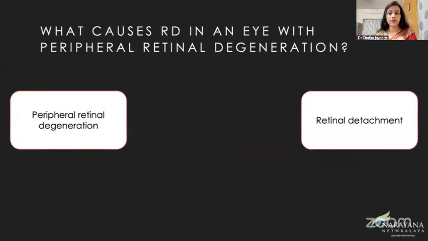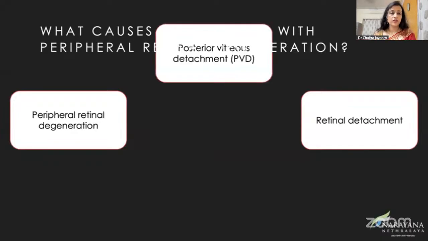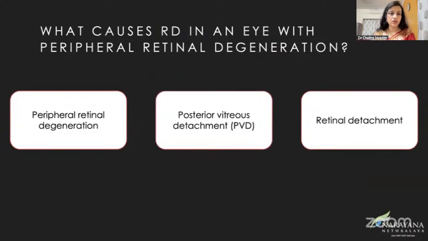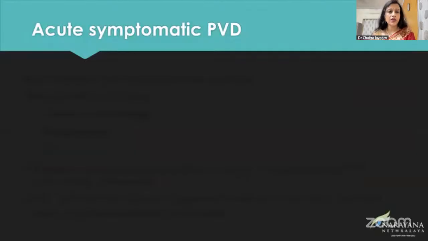So we've seen all these peripheral lesions. What causes RD in an eye with a peripheral retinal degeneration? Well, the most important factor here is the posterior vitreous detachment. Once the posterior vitreous detachment occurs, these lesions open up and can lead to a retinal detachment.